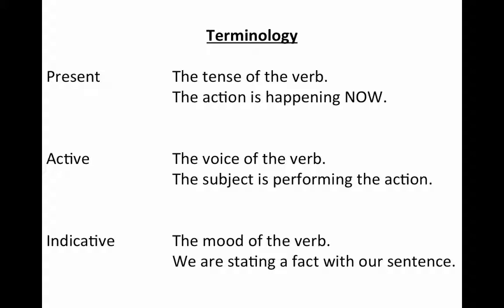The other two aren't going to change for a while when you see new types of verbs, but we'll still talk about them quickly. Active is the voice of the verb. It tells you that the subject is performing the action. And indicative is the mood of the verb. And we use the indicative mood in Latin when we're stating a fact.